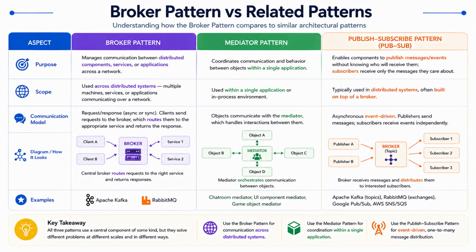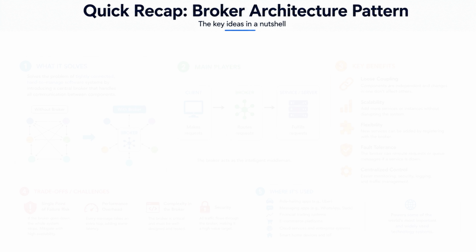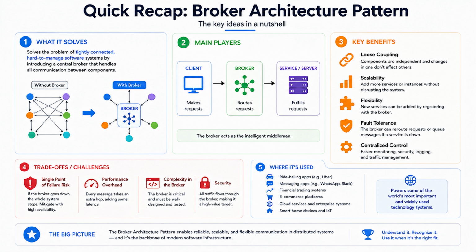The second is the publish and subscribe pattern. This pattern, often called pub/sub, is closely related to the broker pattern and sometimes runs on top of it. In a publish-subscribe system, some components publish events or messages without knowing who will receive them, and other components subscribe to receive only the messages they care about. The broker in this scenario acts as the central hub that receives published messages and distributes them to the right subscribers. Apache Kafka and RabbitMQ both support this style of communication. Knowing the difference between these patterns helps you choose the right tool for the right problem.